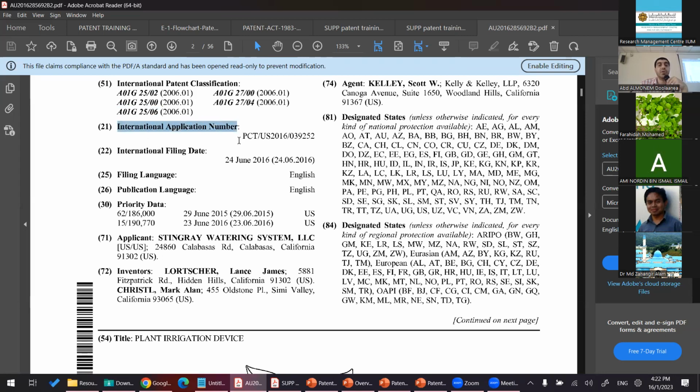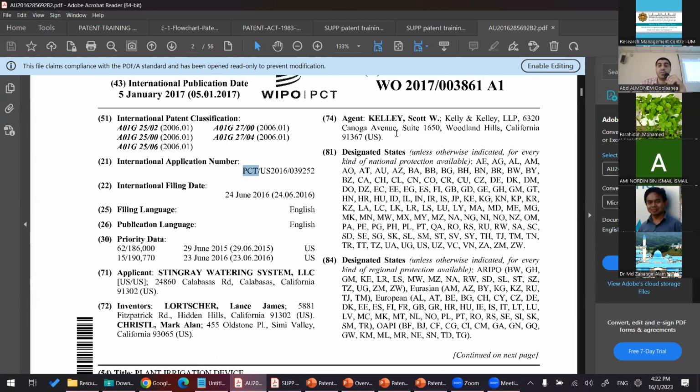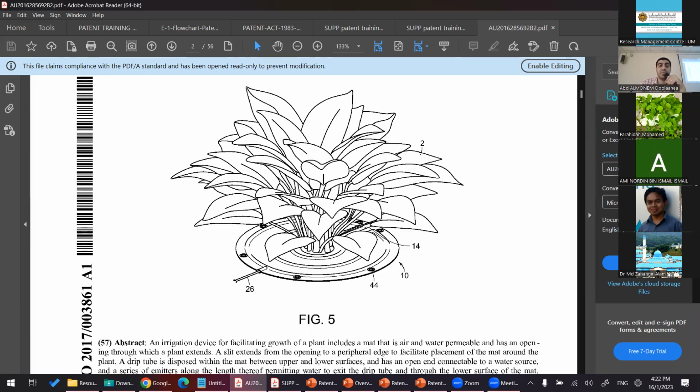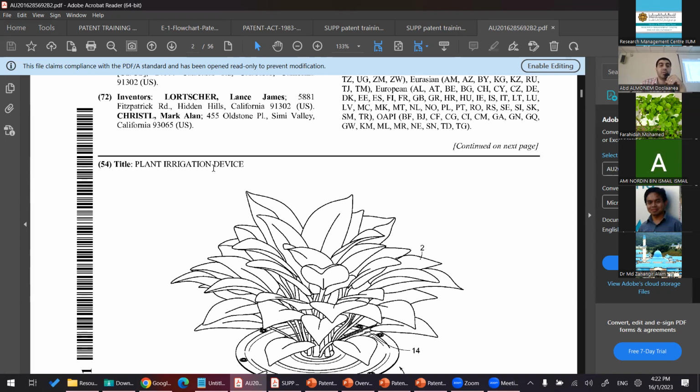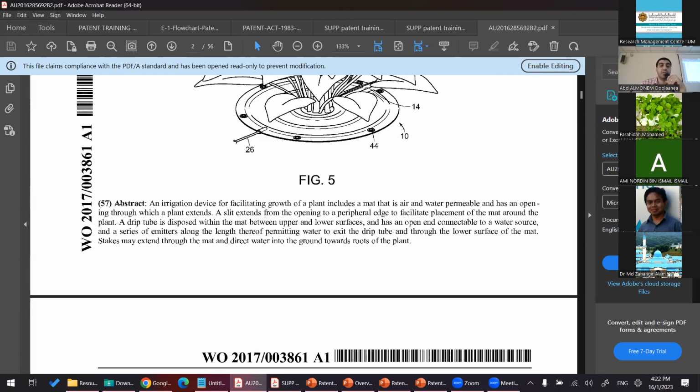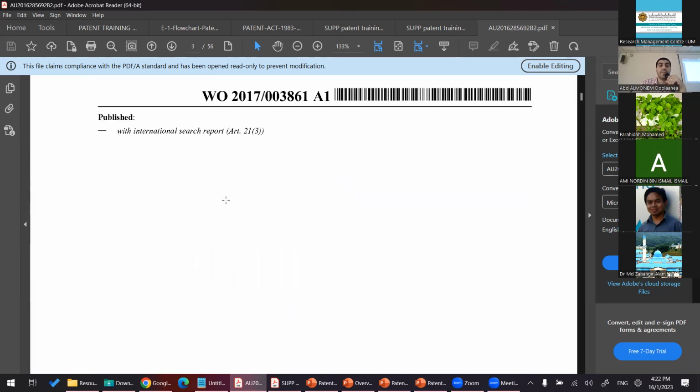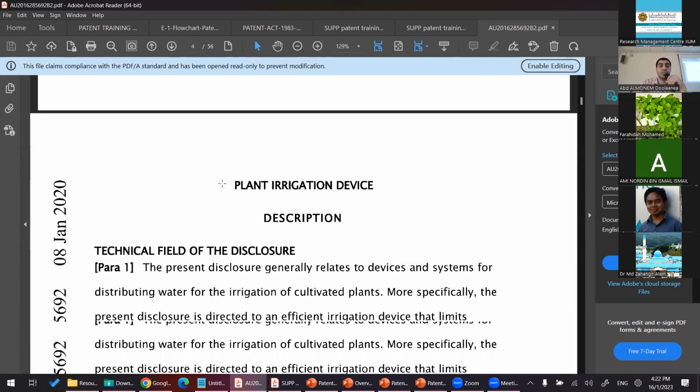International application number: it starts with PCT, meaning that they went through a PCT application. International filing date, filing language, application language. These are all the Asian designated states. This one is for US. This one is the title, abstract, with international search report.